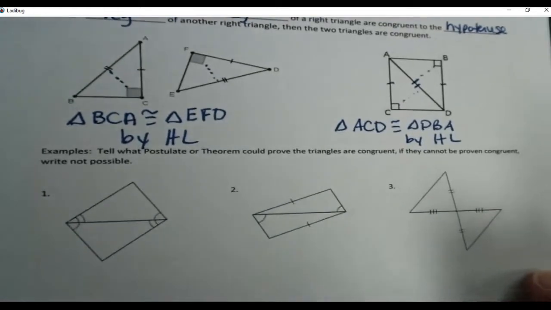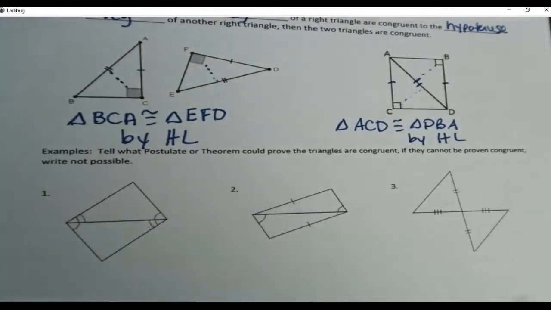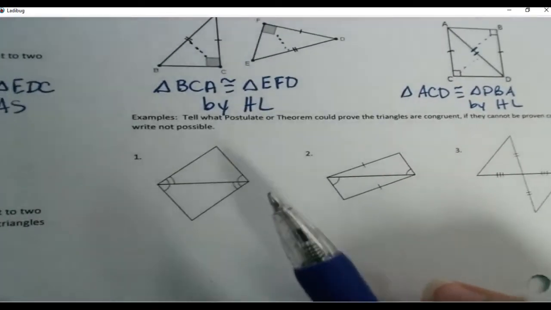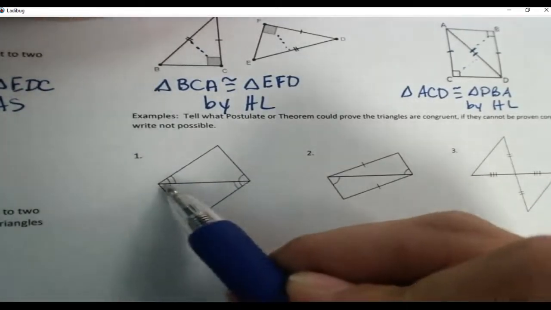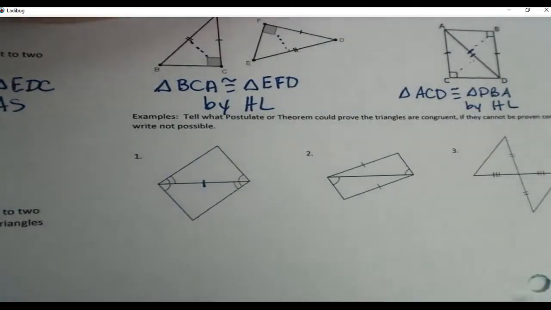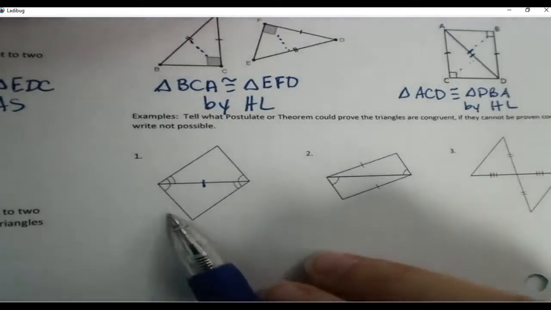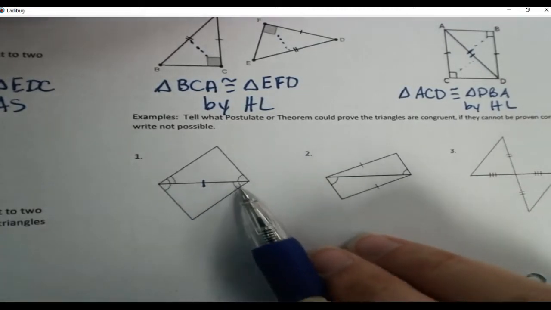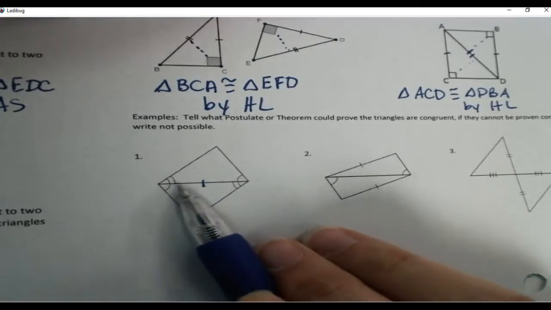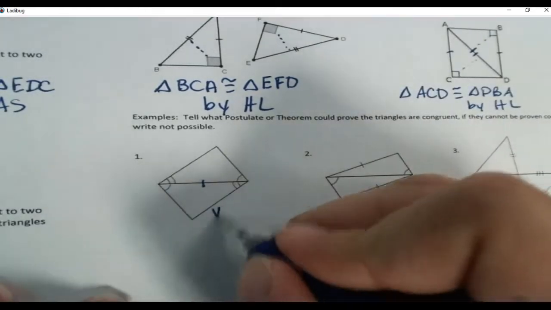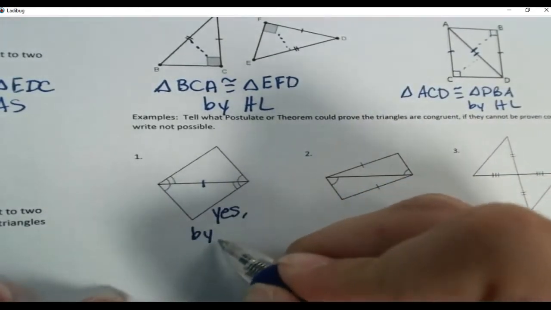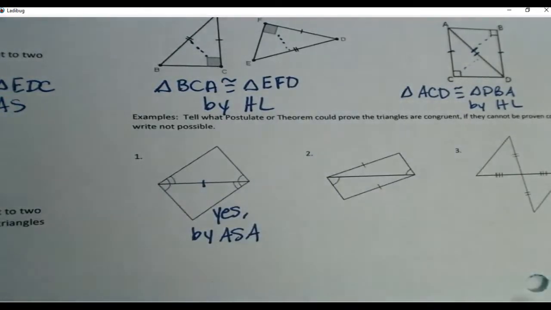Okay, so what you're going to be doing today is just telling me, are they congruent, yes or no, and how you know. So if we look at number 1, it gives me this angle, and this angle, this angle, and this angle, and then they share this side. So I know that that side is going to be the same. So then I've got an angle, a side, and an angle. Is that one of our postulates, angle, side, angle? Yes. So then we would say yes by angle, side, angle.